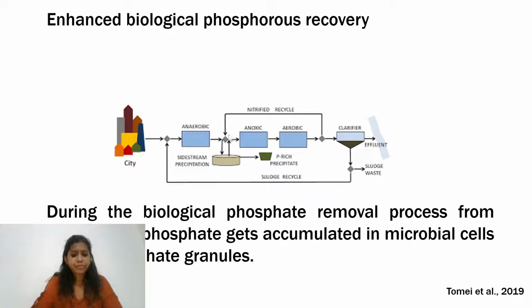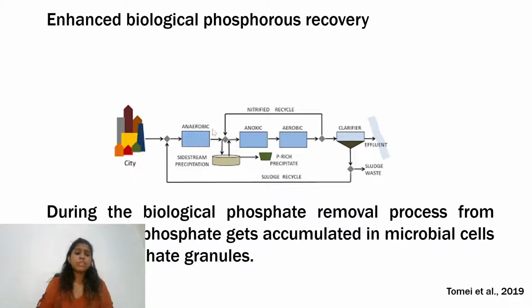So here there is no presence of oxygen, and in this condition the microorganism takes up phosphate, and a phosphate-rich substrate gets precipitated, and the sludge can be removed and sent back as an effluent without this higher phosphate content. So that forms the major crux of the enhanced biological phosphorus recovery process.